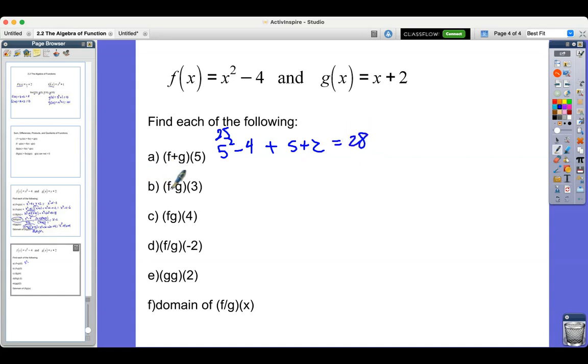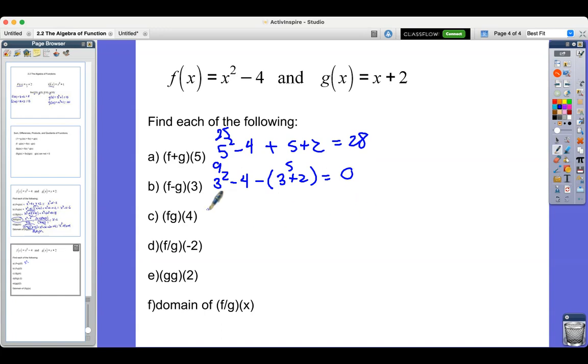Now, f minus g of 3, we're going to put the 3 in both of these. We get 3 squared minus 4 minus, we got to make sure we distribute that negative, 3 plus 2. So 3 squared is 9. 9 minus 4, of course, is 5. And now 3 plus 2 is 5. Then we got 5 minus 5, which gives us 0, y'all. 0.